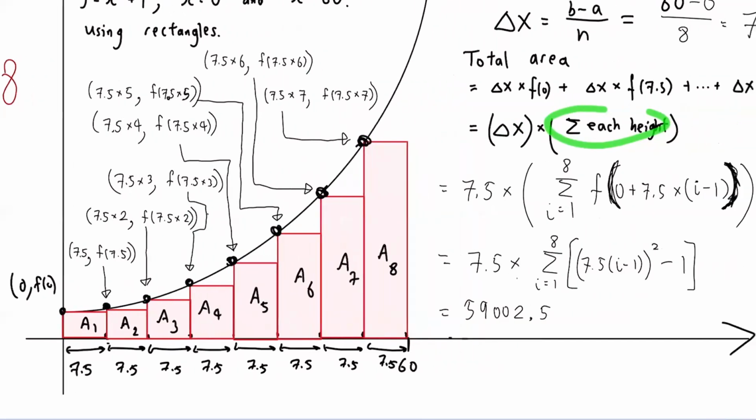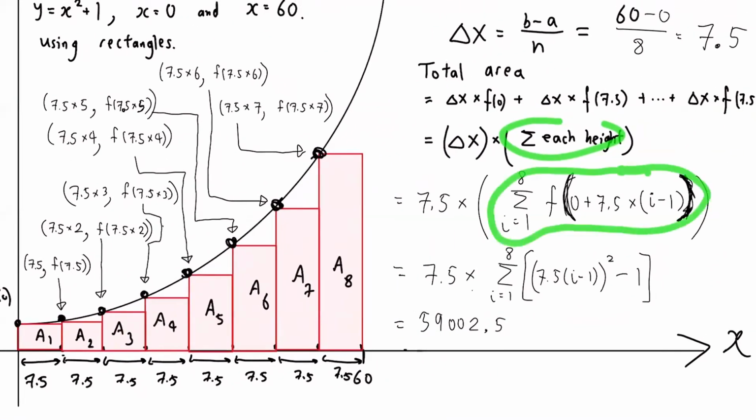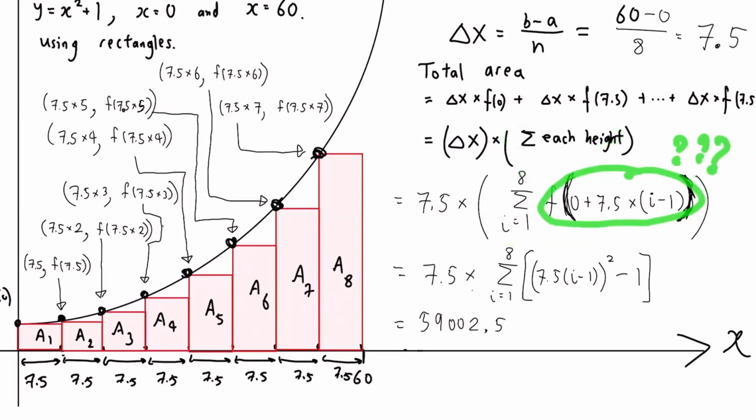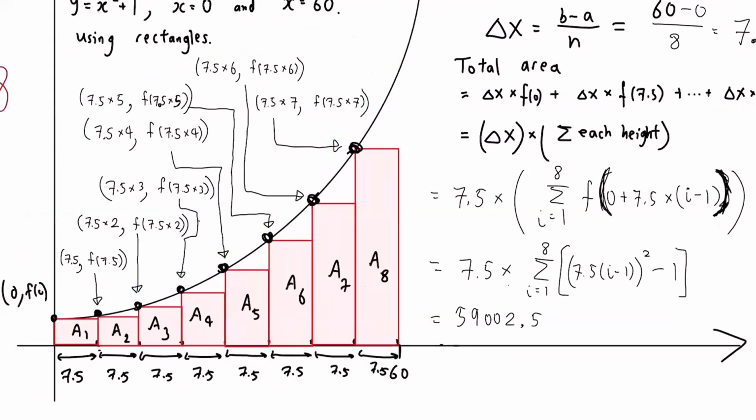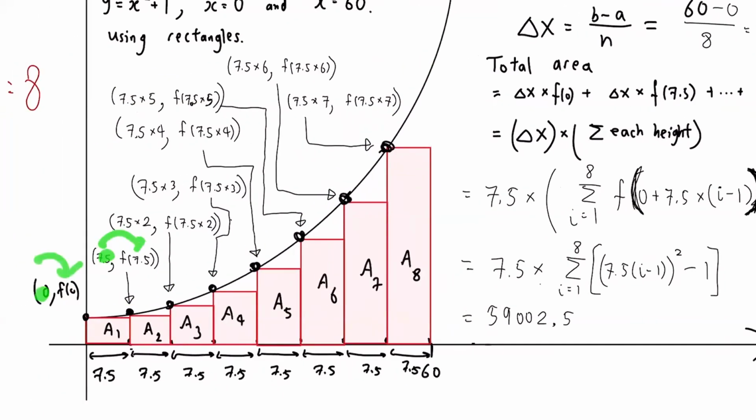But here I wrote it as a fancy formula in terms of sigma notation. Can you understand what's going on here? Let me explain. Here I already labeled all the coordinates. Just see the pattern. You start with 0, then f of 0. 7.5, f of 7.5. 7.5 times 2, then f of 7.5 times 2. 7.5 times 3, f of 7.5 times 3. 7.5 times 4, then f of 7.5 times 4. 7.5 times 5, then f of 7.5 times 5. Then so on, times 6, then times 6, times 7, then times 7.